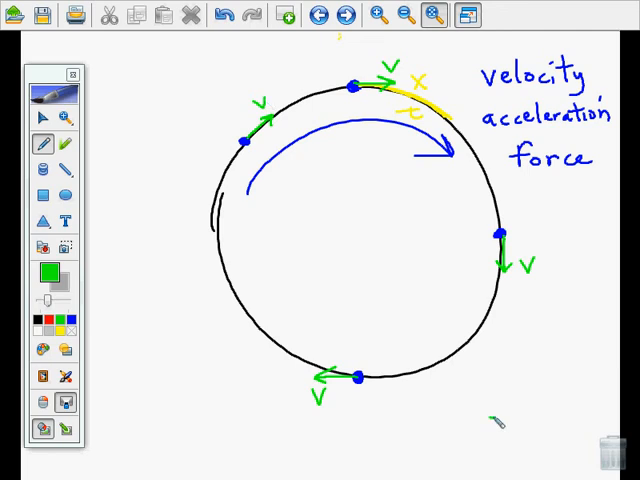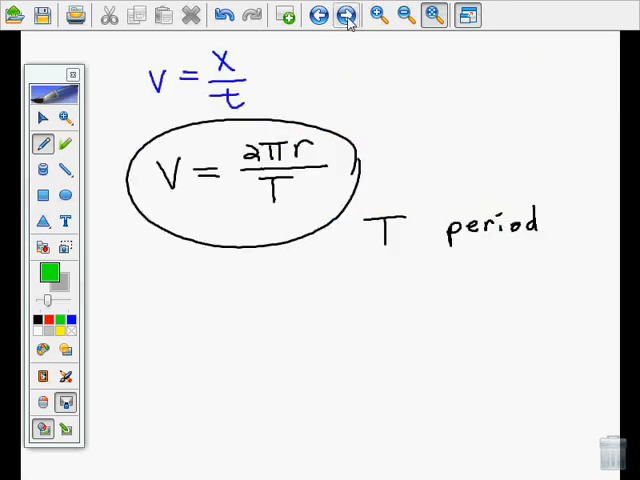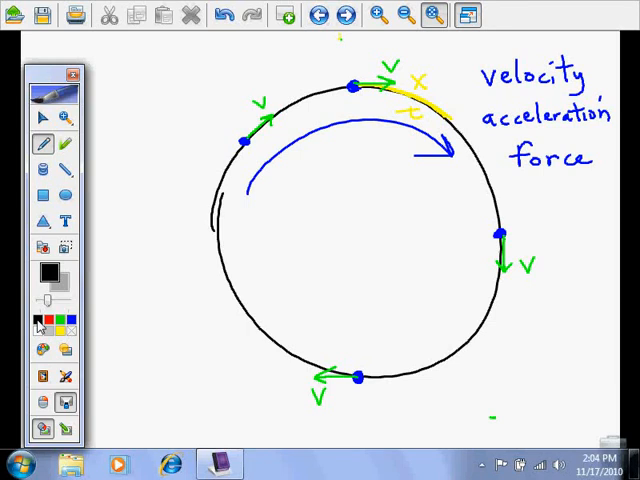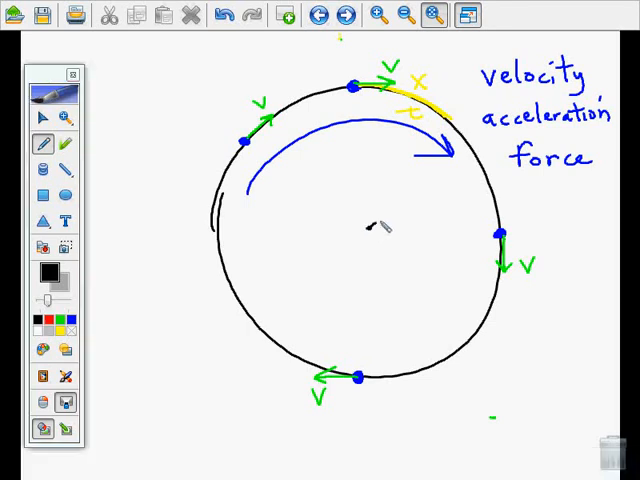So we now know the direction of the velocity, and if we want to calculate the magnitude of the velocity, how fast it's going, then we use good old distance over time, but it has a new look: 2 pi r over the period T, where r is the radius of the circle. So one down, two to go.